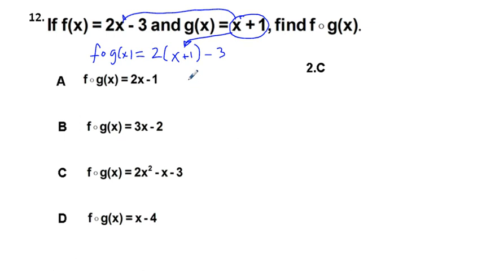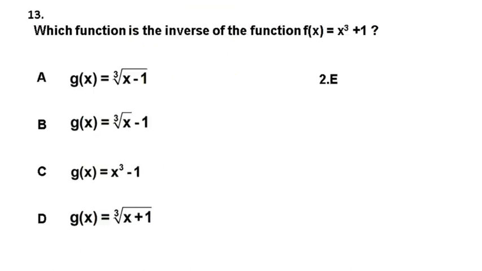So for this, we're going to get 2x plus 2 minus 3, which equals 2x minus 1, which is our answer choice A. Next, 13. Which function is the inverse of the function f(x) equals x cubed plus 1?